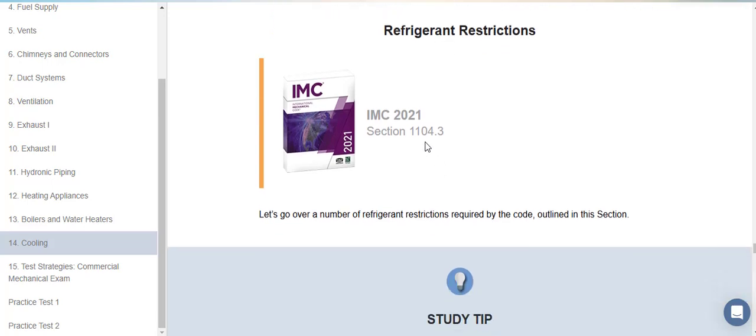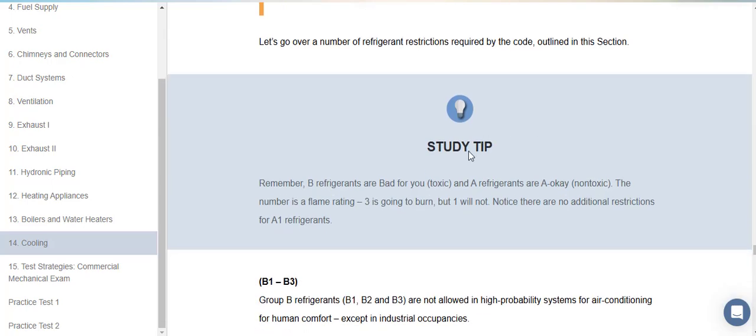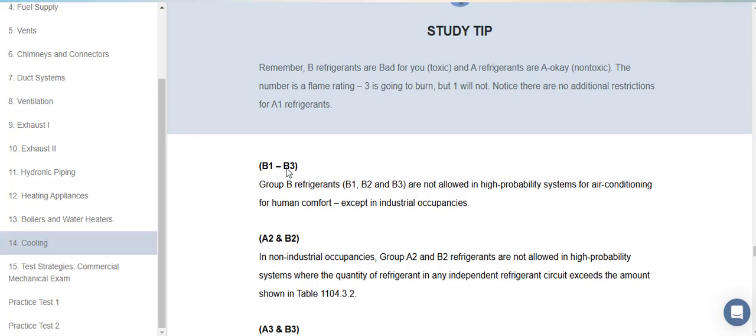Refrigerant restrictions. International Mechanical Code 2021 Section 1104.3. Let's go over the number of refrigerant restrictions required by the code outlined in the section. Study tip. Remember, B refrigerants are bad for you, toxic, and A refrigerants are A okay, non-toxic. The number is a flame rating. 3 is going to burn, but 1 will not. Notice that there are no additional restrictions for A1 refrigerants.